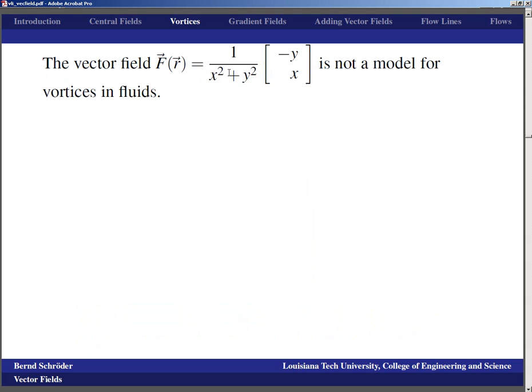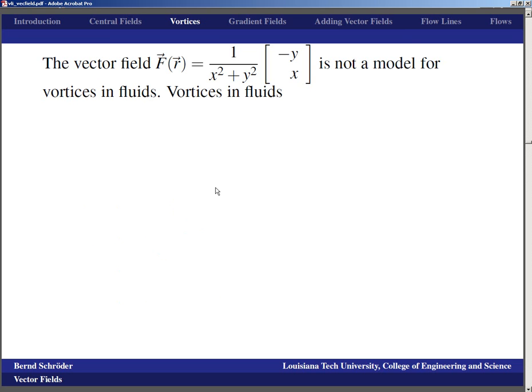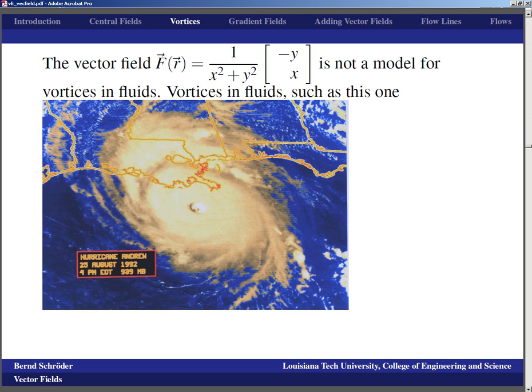Vortices, okay, so this vector field, even though it looks like a vortex, and when I think of vortex, I always think of flows, this vector field is actually not a model for vortices in fluids. It looks like this, whereas vortices in fluids, such as this one, and this is of course the most destructive vortex in fluids that I think we can observe on planet Earth, this is a hurricane. This particular one is Hurricane Andrew.